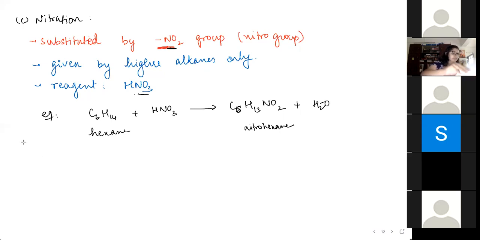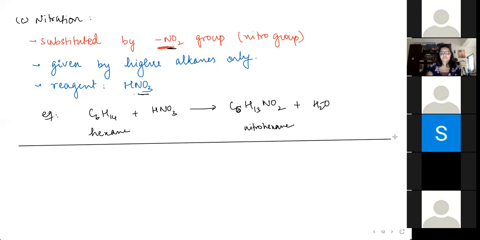So after this, we'll do combustion and we'll stop there. Like remaining properties, I'll do it tomorrow. Combustion is pretty easy. 10 minutes, maybe we'll finish it off. Combustion is something that you guys are familiar with also.